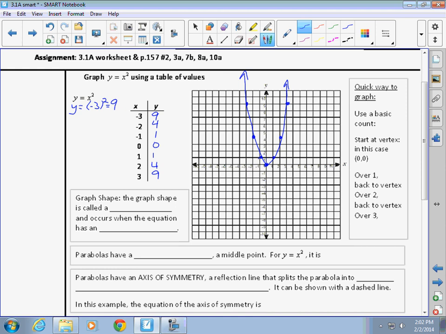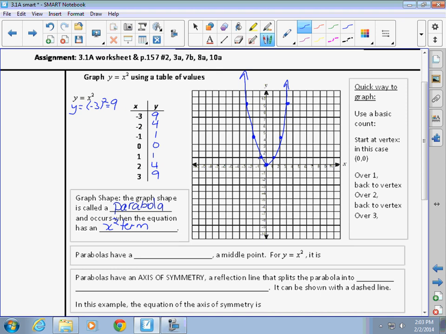This shape of this graph we call a parabola. And it occurs when the equation has an x squared term, and the 2 would be the highest power. If this had an x cubed in it as well, it would no longer be a quadratic equation.